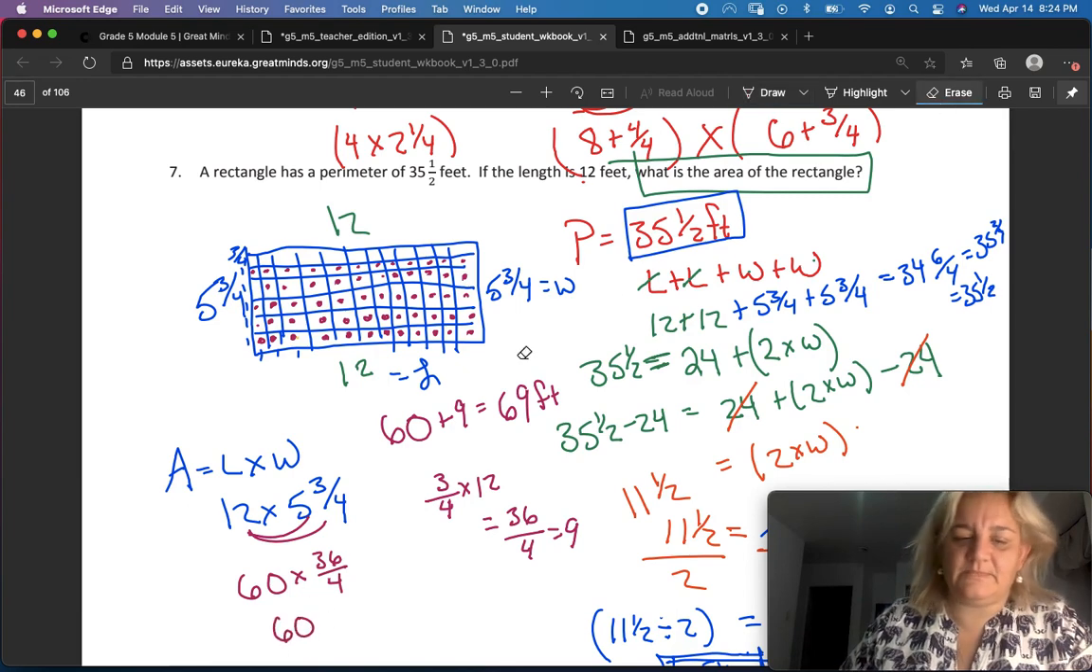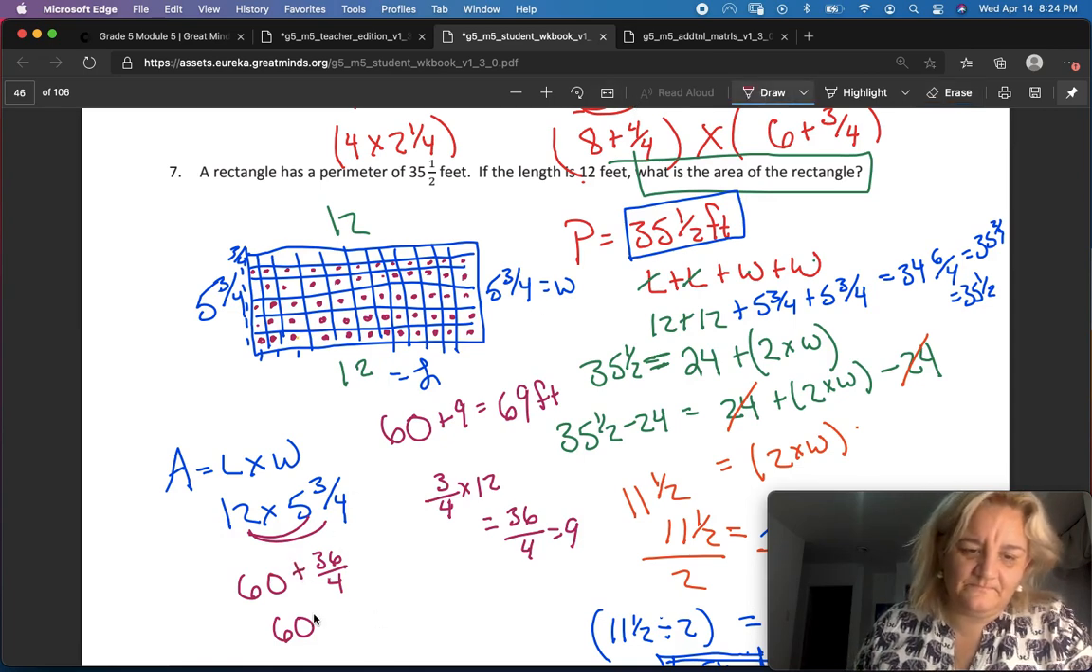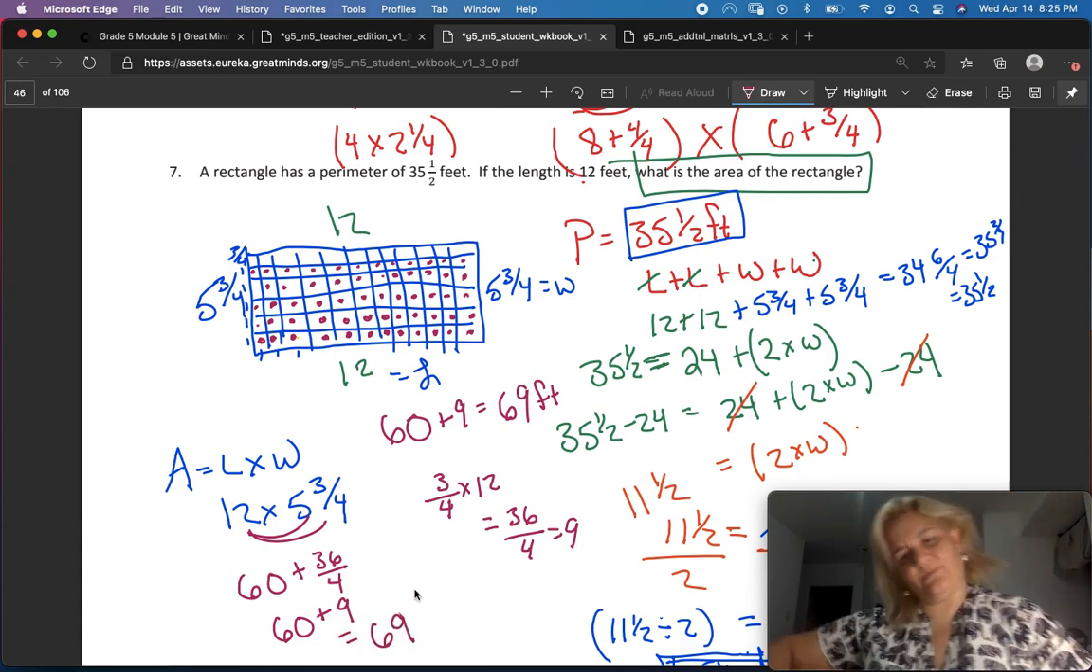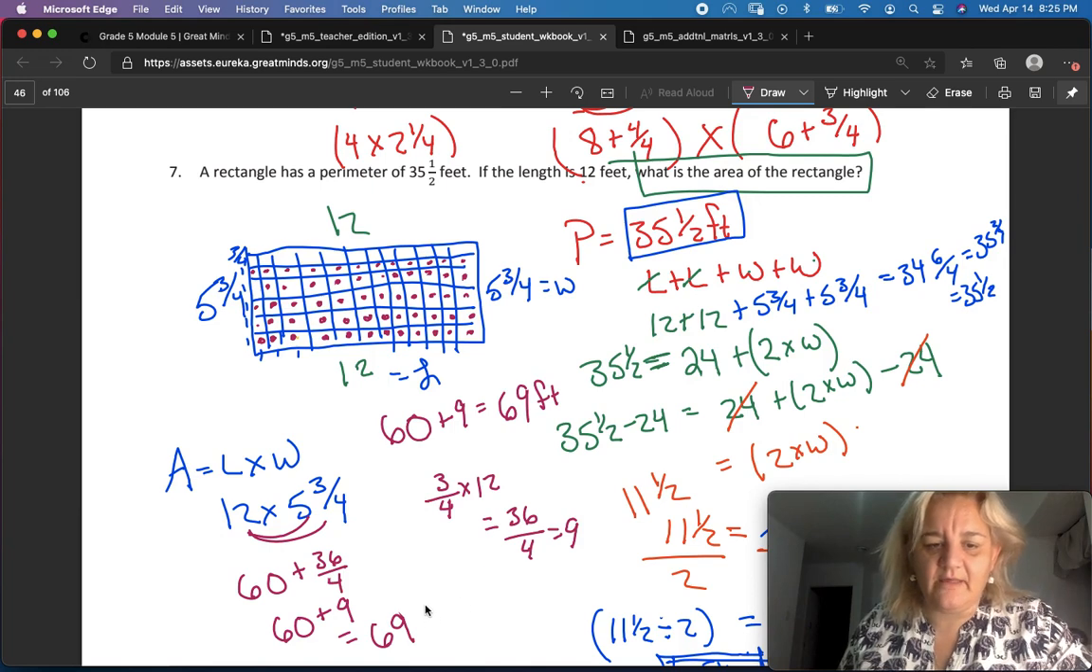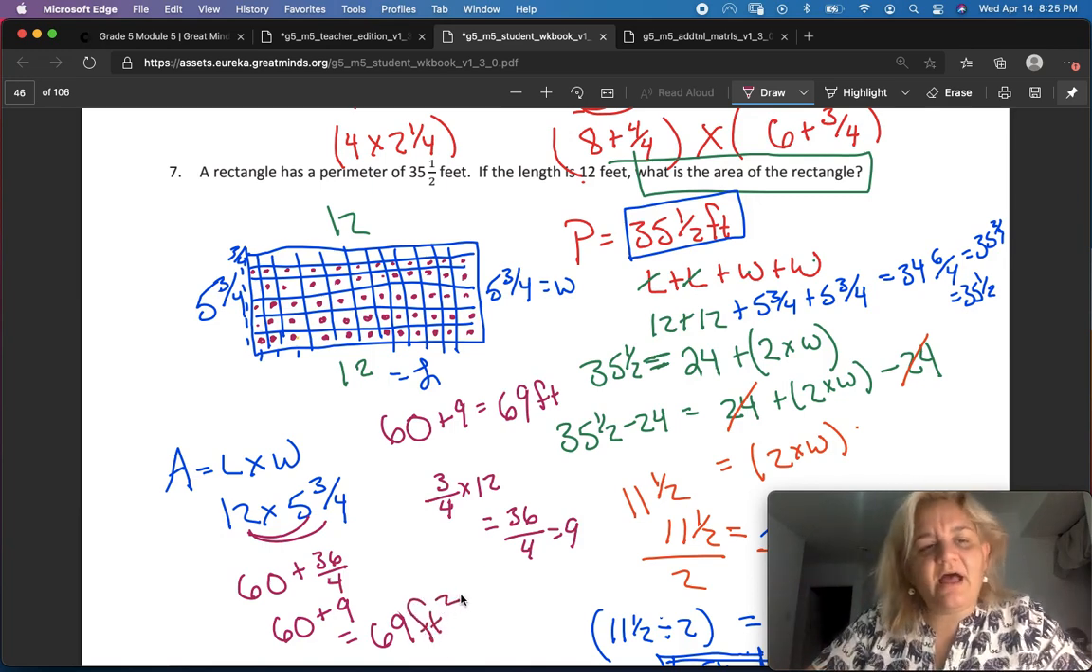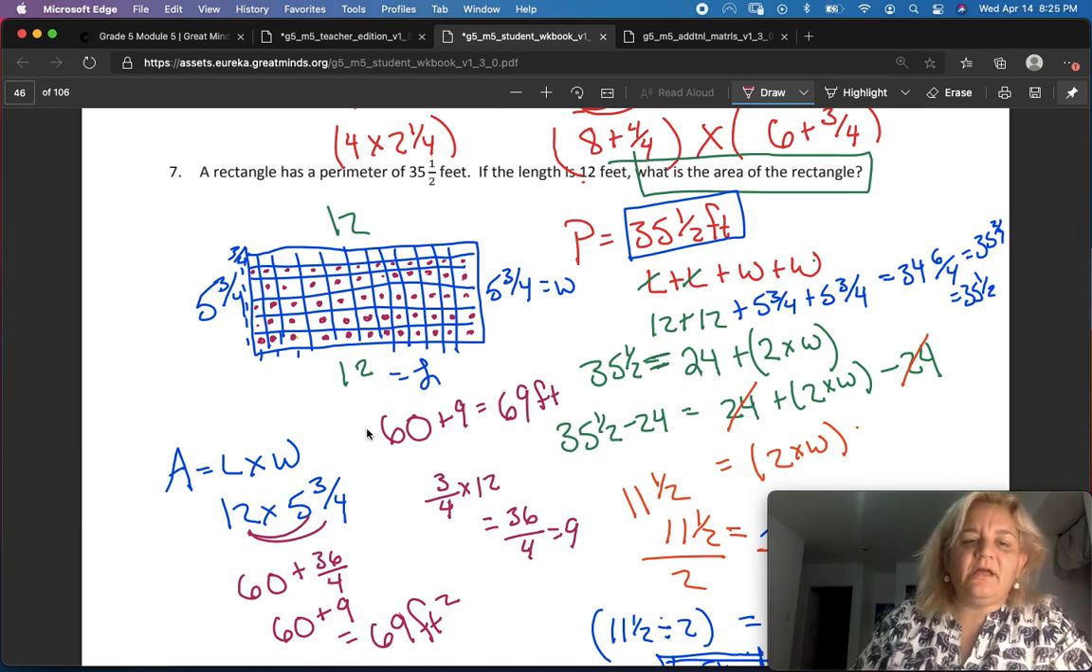Oops. That should be a plus sign, not a multiply sign. All my words are a little bit sideways today. A little weird. Okay, feet squared. Whew. Draw a rectangle has a perimeter of 35.5 feet. Okay, 35.5 feet. The length is 12.